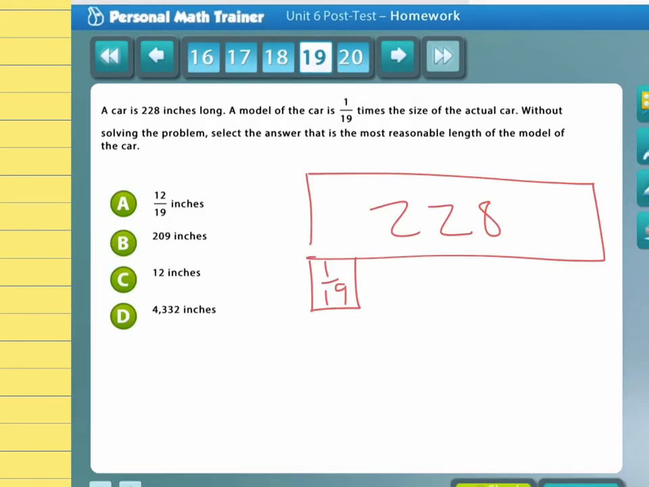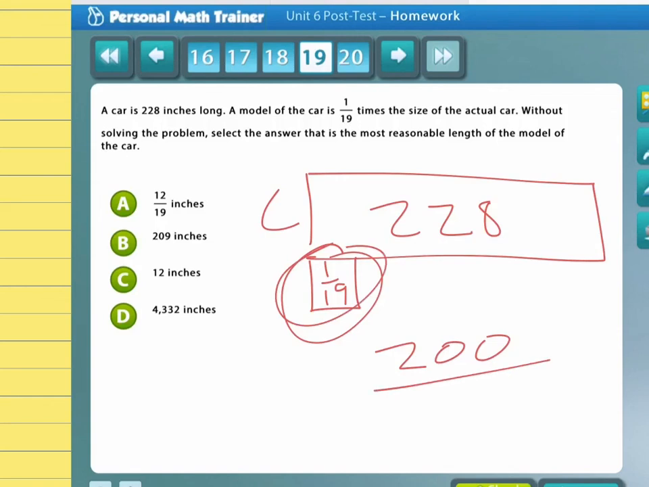All right, they're asking us to figure out the estimate. A car is 228 inches long, and the model of it is only 1/19 as long as the actual car. So, without solving the problem, select the answer that is reasonable. Well, think about it. This number, 228, would round to approximately 200, and 1/19 would round to 1/20. So, what is about 200 divided by 20? And the closest answer here probably would be about 12 inches.